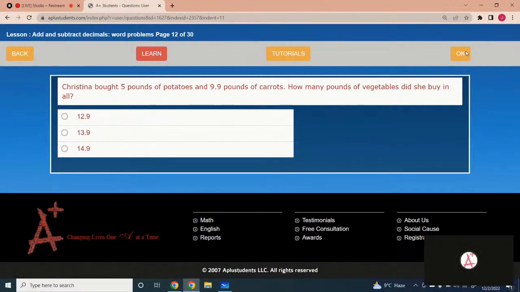Okay, Christina bought 5 pounds of potatoes and 9.9 pounds of carrots. How many pounds of vegetables did she buy in all? So you have to add. So the answer is, it would be 14.9. Got it. So just select the correct option, then click on the OK button.